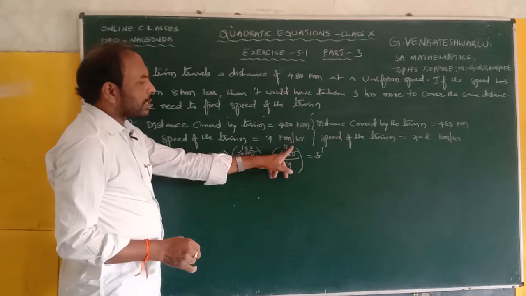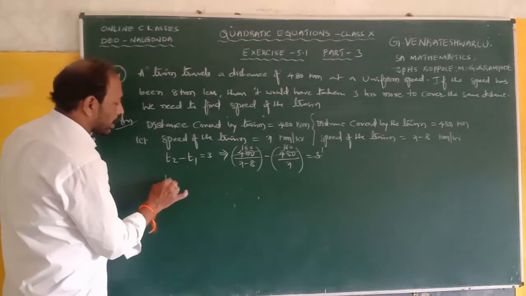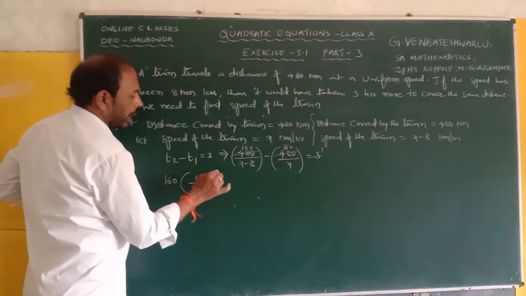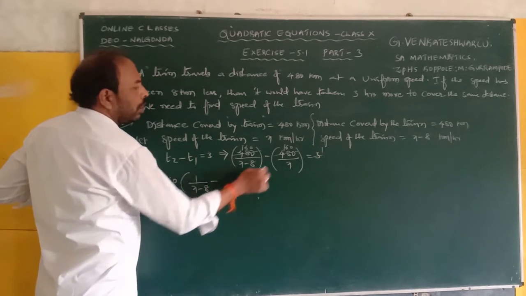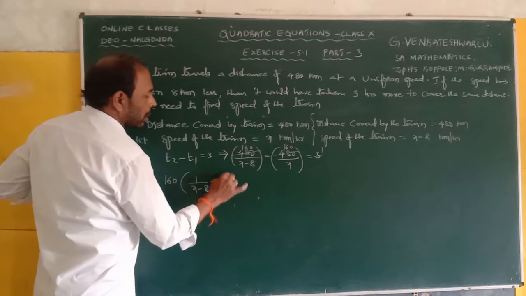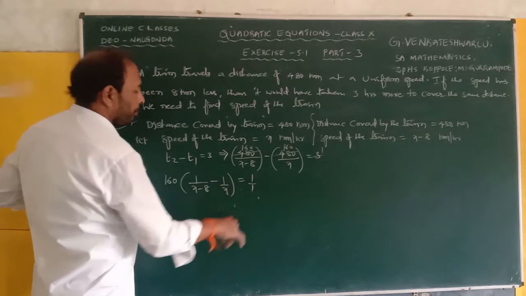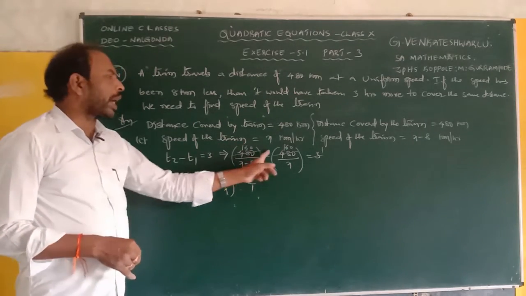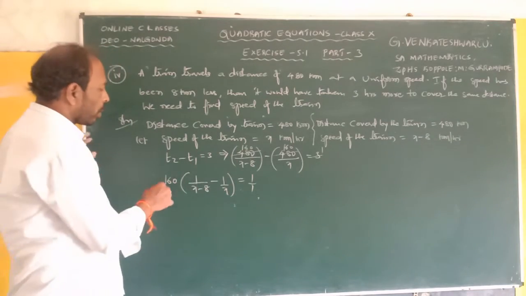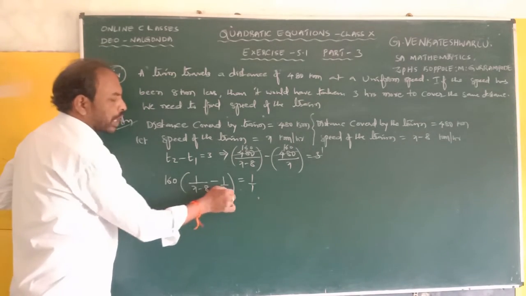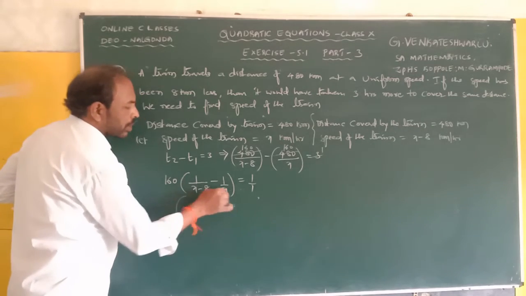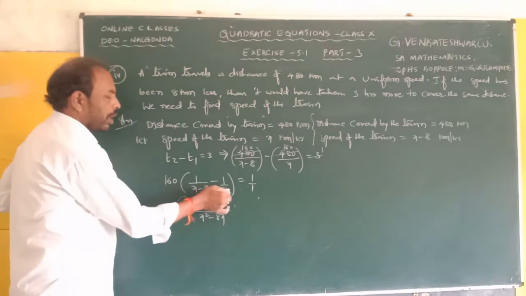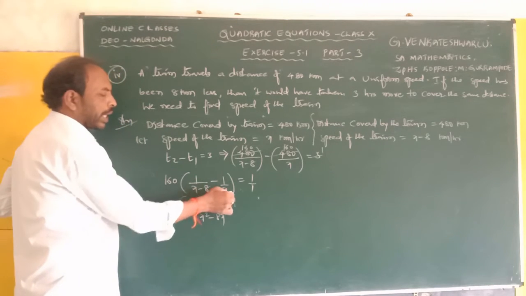From these both numerators, 160 is taken as common. If 160 is taken as common, 1 by (x minus 8) minus 1 by x is equal to 1 by 1. So here, subtracting these two fractions first of all, the LCM of these two is x into x, x square, minus 8 into x, 8x.